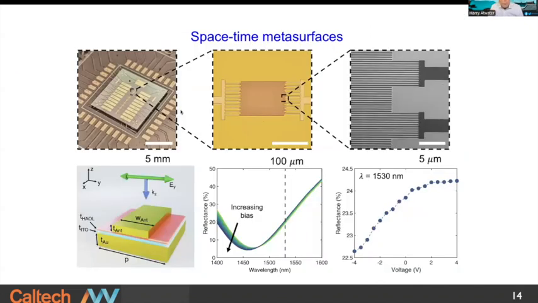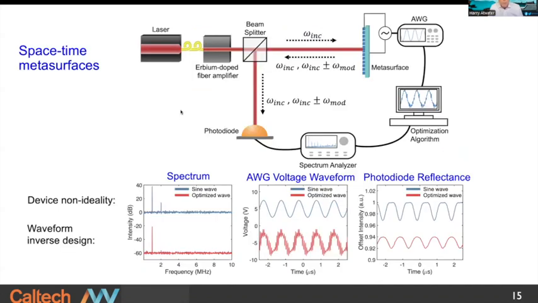So the metasurfaces look like this. They're very similar to the ones that I showed you earlier. In this case, the major difference is that we have carefully allowed the electrodes to be driven at sufficiently high frequencies to do space-time modulation. And in the experimental configuration here, we drive the metasurface now with an arbitrary waveform generator, which has a bandwidth up to the gigahertz range. We conduct experiments up to about 10 megahertz in this case.